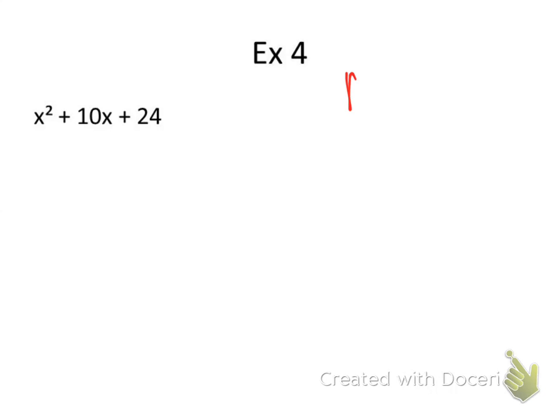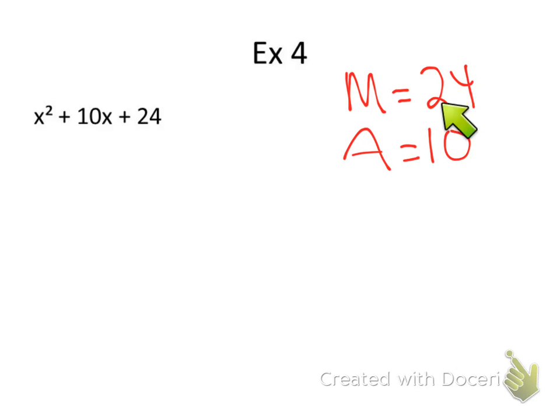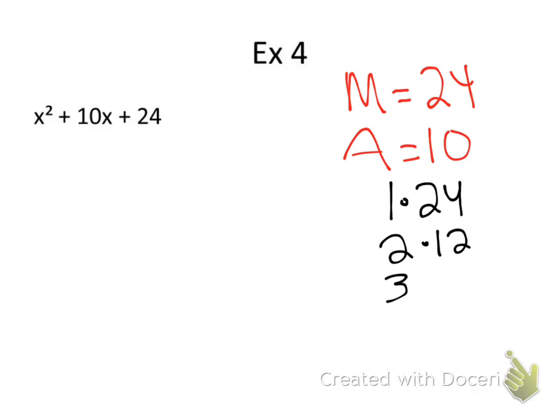All right, what's my M? 24. What's my A? 10. So I'm going to use my factor sheet to list the ways to multiply to 24. I'm only going to consider the positive numbers because they're adding to a positive. So when the third number is positive, the signs are going to be the same. They're both going to be whatever you have right here. So I have 1 and 24, 2 and 12, 3 and 8, 4 and 6.